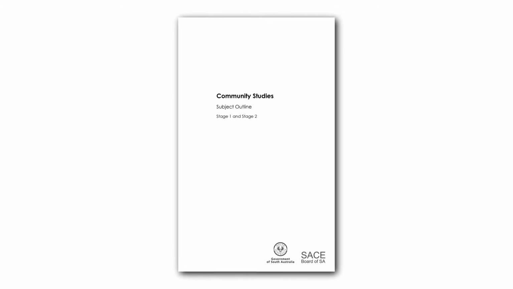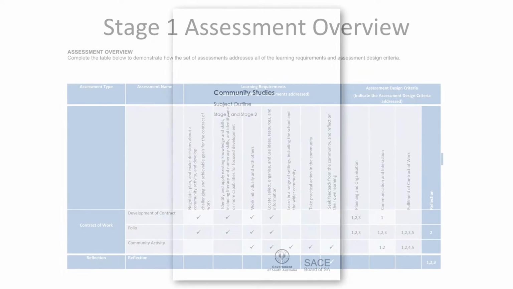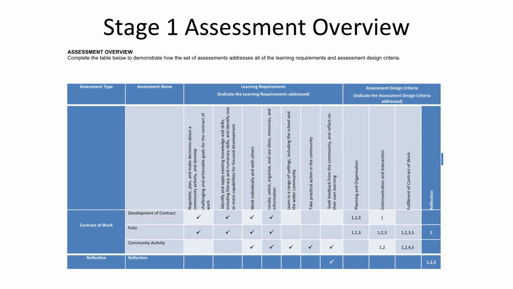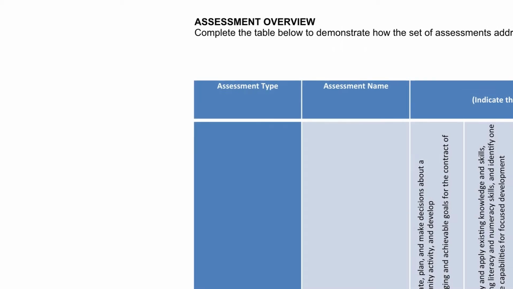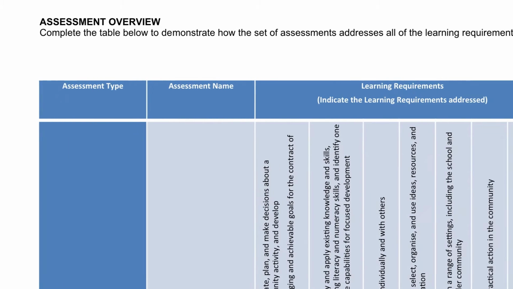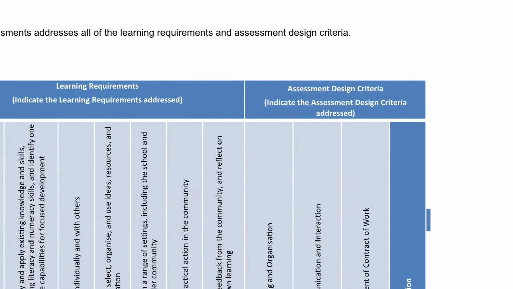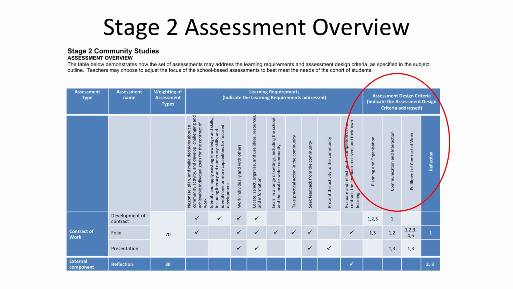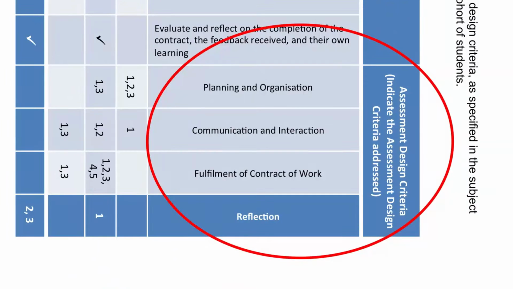The course outline explains the specific requirements of the respective Stage 1 and Stage 2 courses. The assessment overview, which is part of the Learning and Assessment Plan at Stage 1, and the Assessment Group Planner at Stage 2 are important documents as they identify the assessment types, assessment names, learning requirements, and the assessment design criteria. Students should be given the opportunity to address all the assessment design criteria. For community studies, these are planning and organisation, communication and interaction, fulfilment of contract, and reflection.